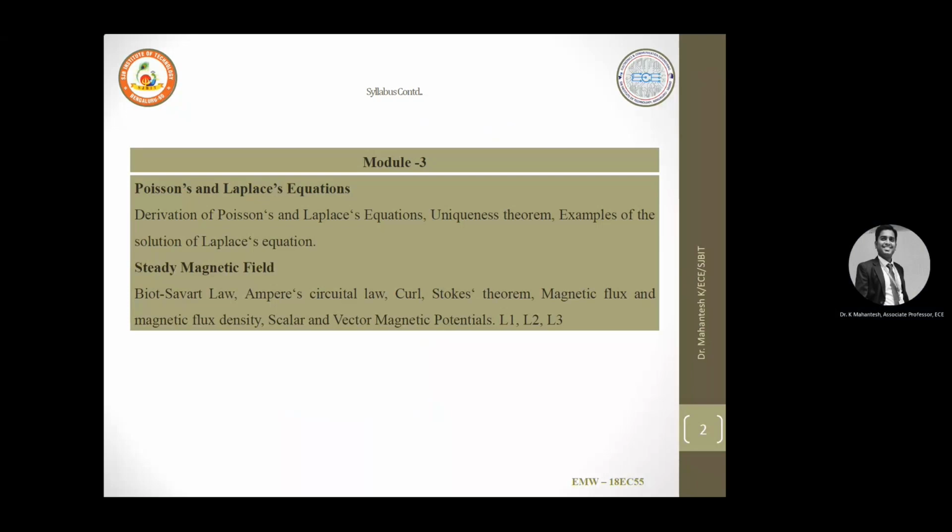Biot-Savart's law, where we will try to calculate the magnetic field at some point with respect to a current carrying conductor, and Ampere's circuital law, which is almost similar to Gauss law in electrostatic fields; curl, which is similar to the divergence concept in electrostatic fields; Stokes' theorem, which is similar to the divergence theorem in electrostatic fields; magnetic flux and flux density, electric flux and flux density, and scalar and vector magnetic potentials.